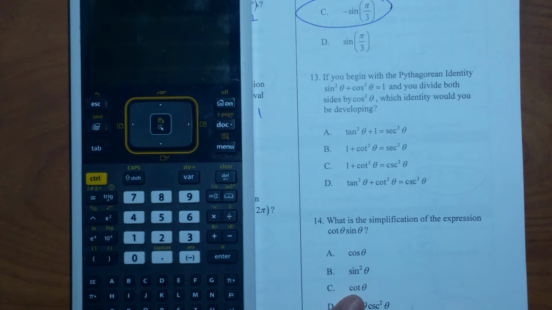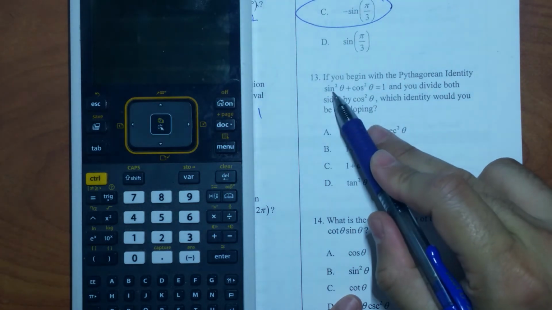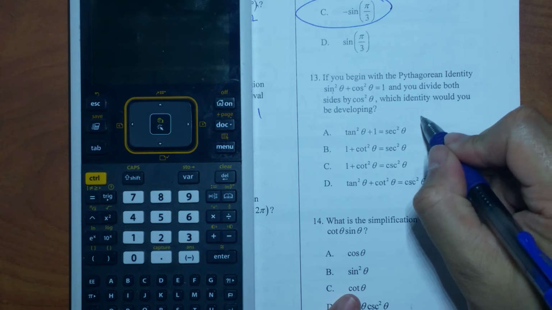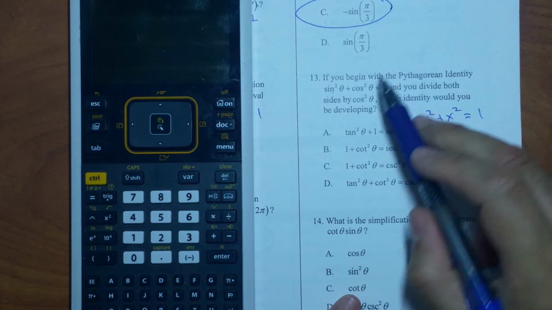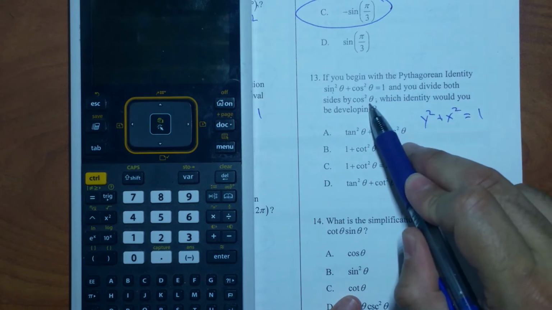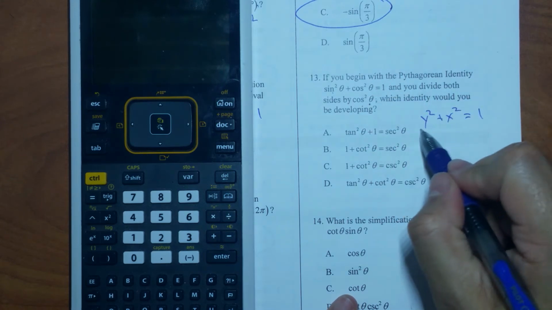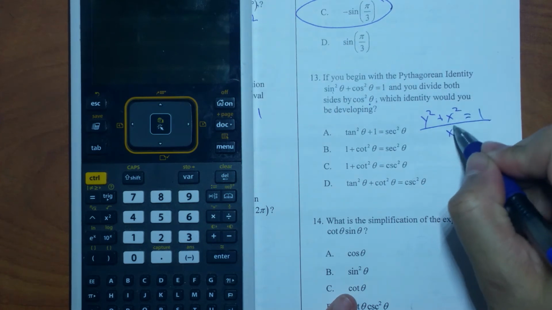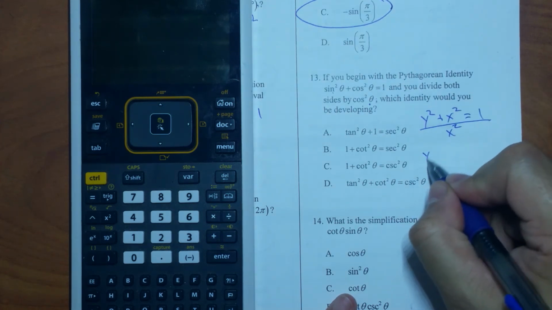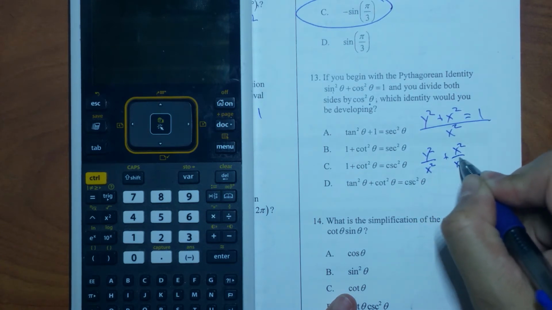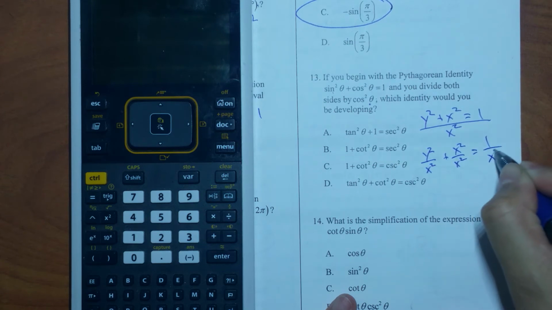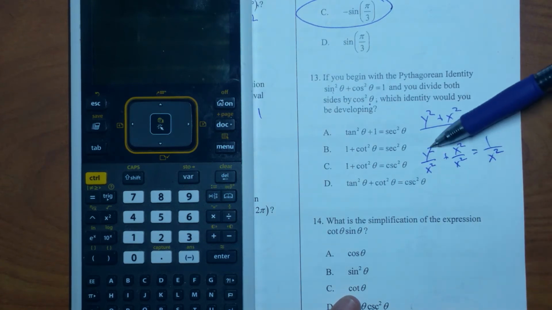Not calculators. Sines and cosines we change to y's and x's, right? Yeah. So let's see if we can do the algebra here. So y squared plus x squared equals 1. And it says divide everything by cosine squared, right? So I'm dividing everything by x squared. That's going to be y squared over x squared plus x squared over x squared equals 1 over x squared. Now, what is y over x?